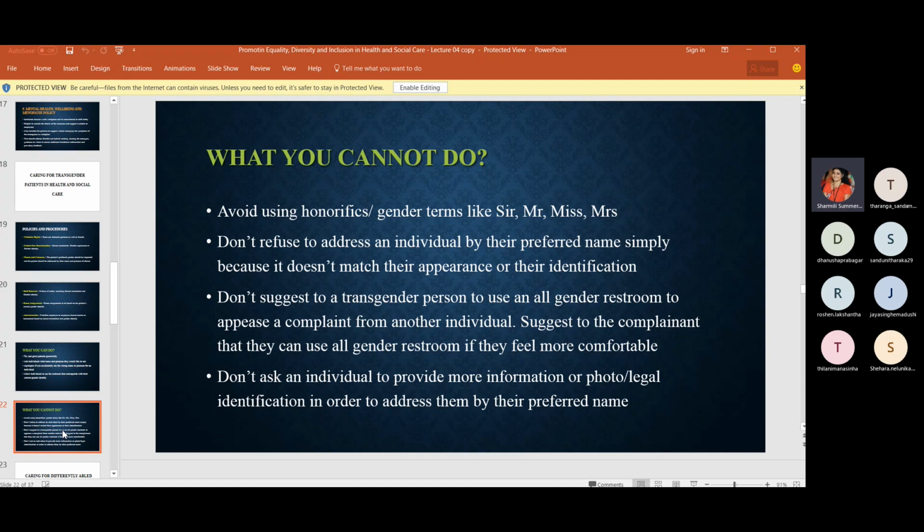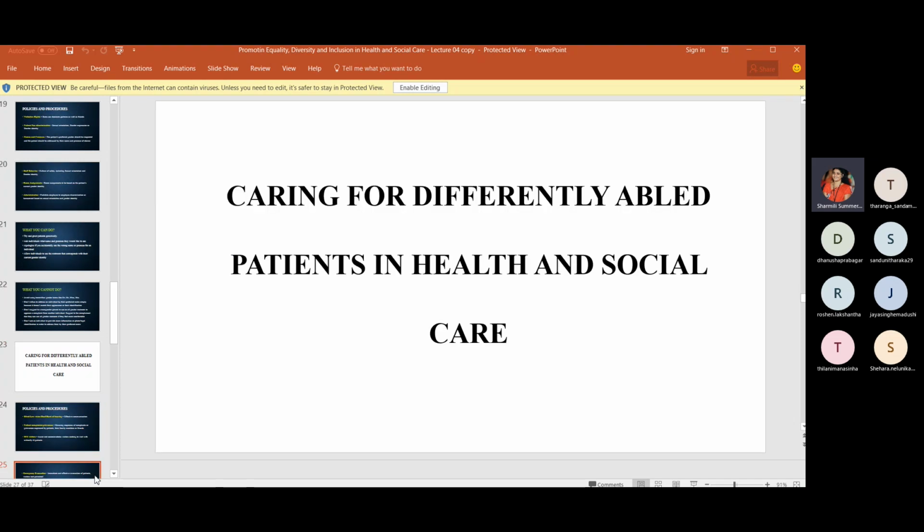As healthcare professionals, you need to focus that they are patients and you are the people who are providing healthcare. So whatever their gender or whatever their background, it is not the case. Okay. So these are the things you can't do when caring for transgender patients. Now we'll see regarding caring for differently able patients.